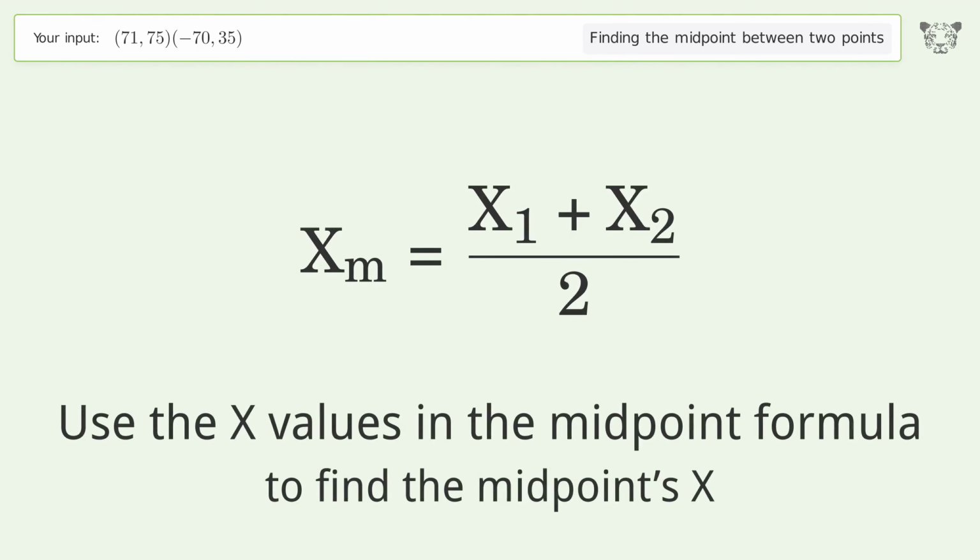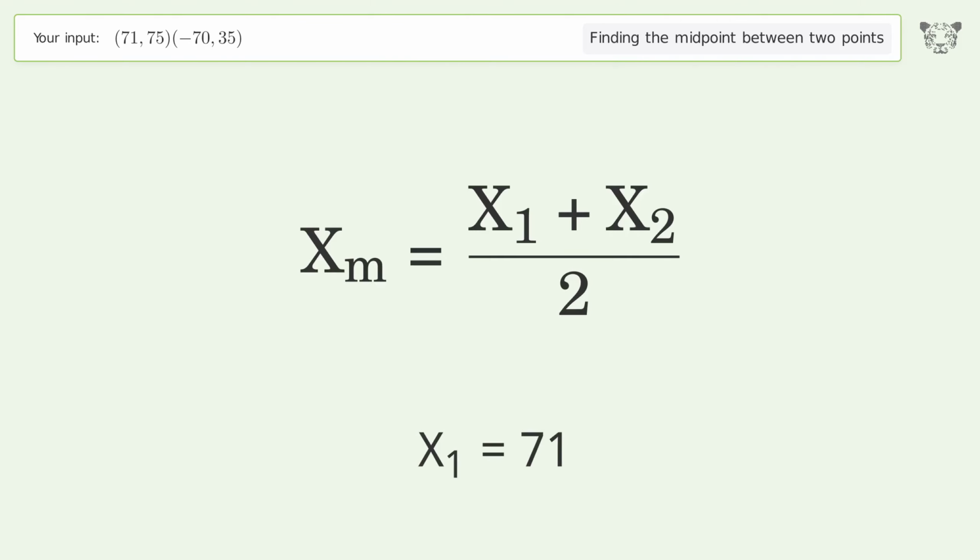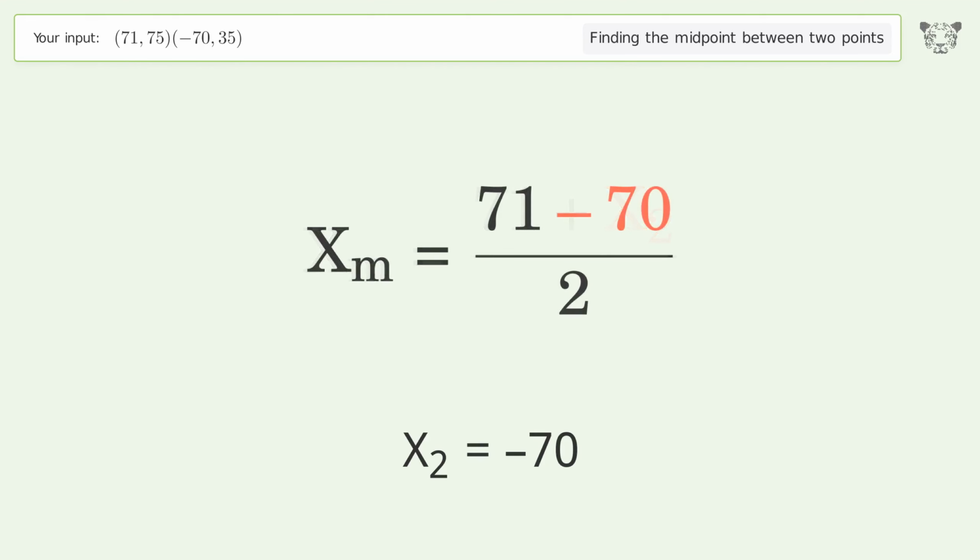Use the x values in the midpoint formula to find the midpoint's x. x1 equals 71. x2 equals negative 70. Simplify the arithmetic.